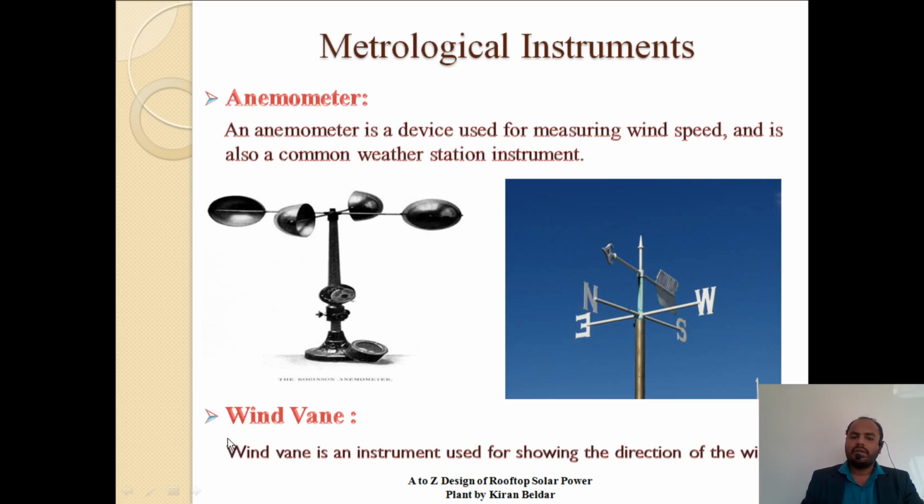The fourth instrument is a wind vane. A wind vane is an instrument used for showing the direction of the wind. In which direction the wind is flowing, that direction is shown by the wind vane instrument.